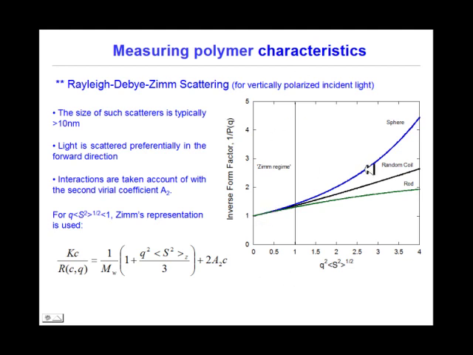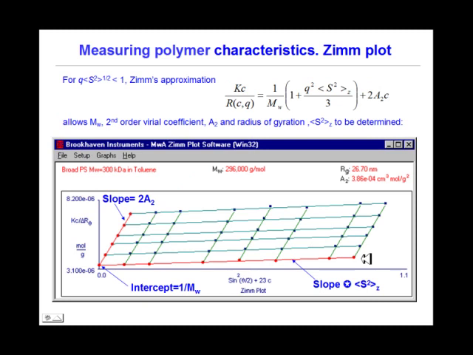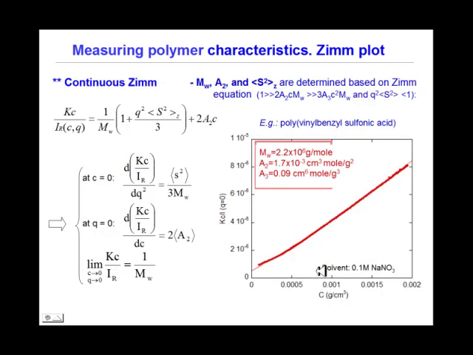As you can see here, regardless of the polymer shape, sphere, coil, or rod, in the Zimm regime, the form factor is independent of the shape, which allows us to use the Zimm plot and Zimm approximation in order to determine molecular weight of the polymer. And shown here is a typical Zimm method which uses discrete points and allows obtaining molecular weight, virial coefficient, and RG. Another way to do this is a continuous Zimm method.